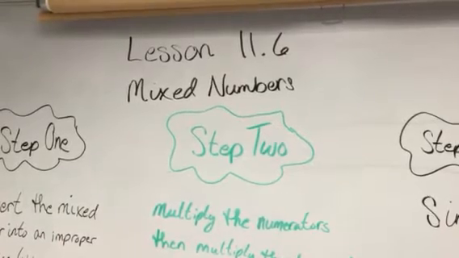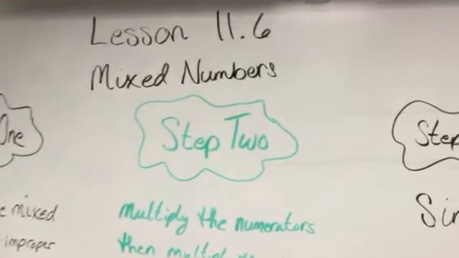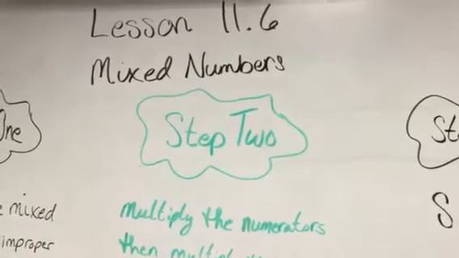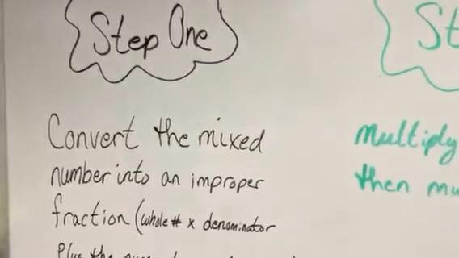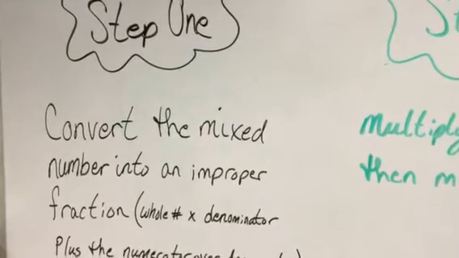Multiplying mixed numbers. We can accomplish multiplying mixed numbers in 3 steps. Step 1. Convert the mixed number into an improper fraction.